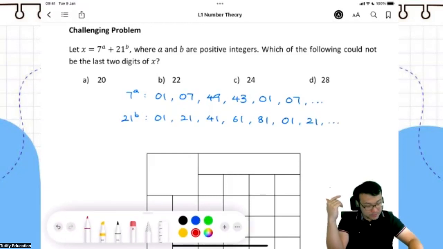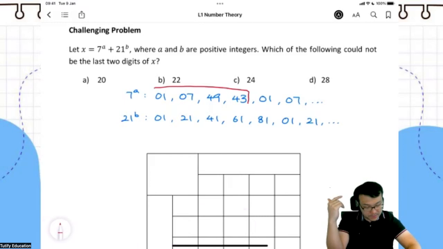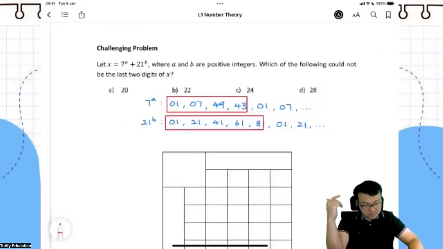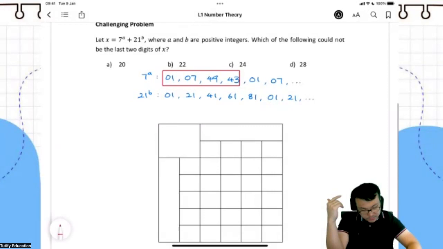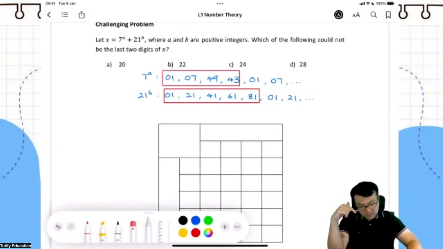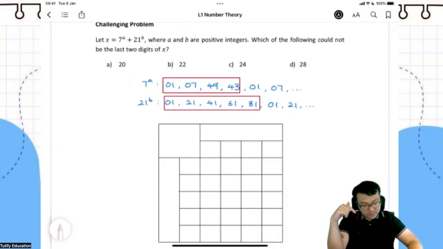So let me highlight the pattern to you. The last two digits repeat themselves like this. I think I better draw this properly. There you go. So the last two digits repeat themselves like that. Do you notice that they gave us a table here? What is the purpose of this table?